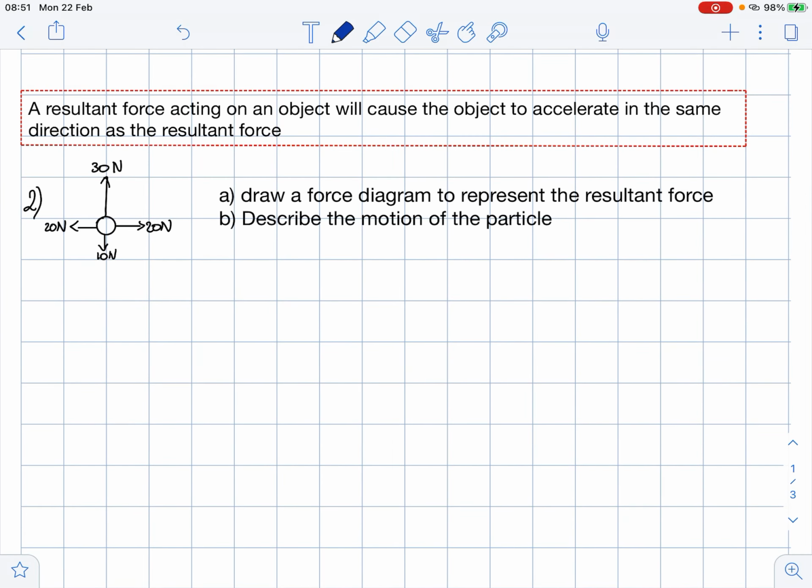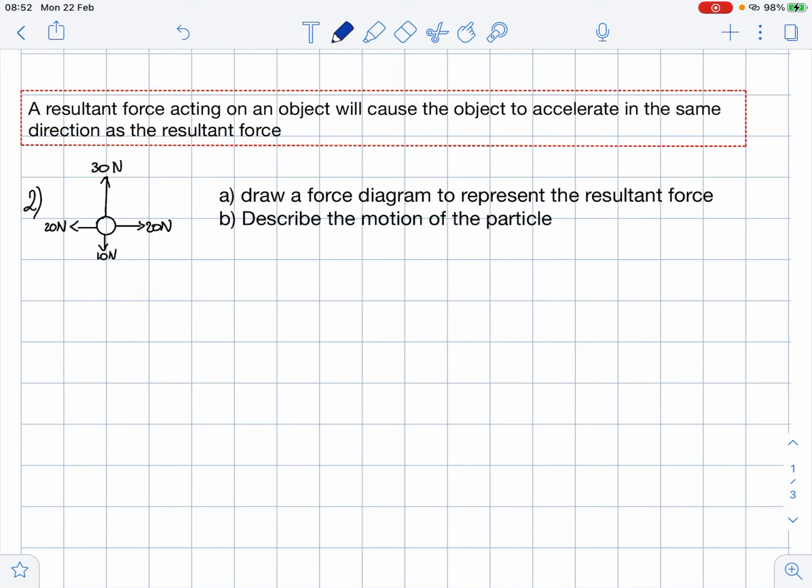Then we're going to look at what is a resultant force. A resultant force acting on an object will cause the object to accelerate in the same direction as the resultant force. So what is a resultant force? When there is more than one force acting on the object, you can resolve the forces in a certain direction to find the resultant force in that direction. So let's look at a question, so that it makes more sense.